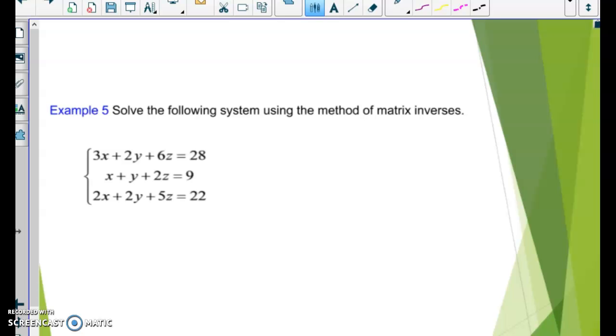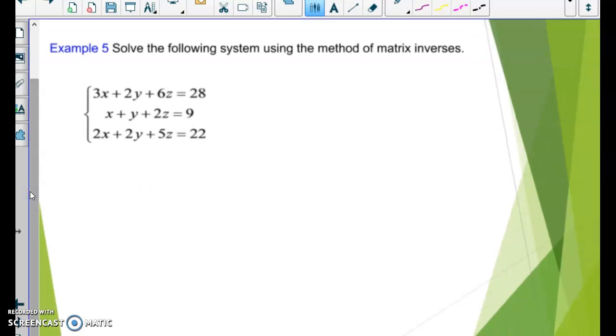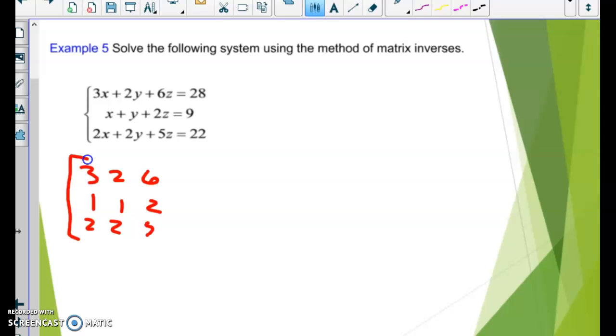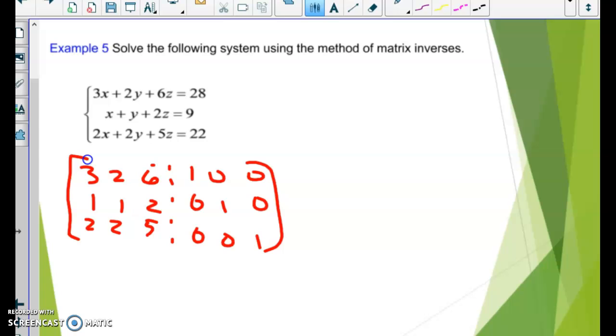So here's the last example from 10.4, and to do this we're going to do the same process that we did on the last one when it was a 2x2, but now we're going to use it as a 3x3. So I'm going to start out by taking my matrix, and I'm going to add to it the identity matrix, and I'm going to solve.